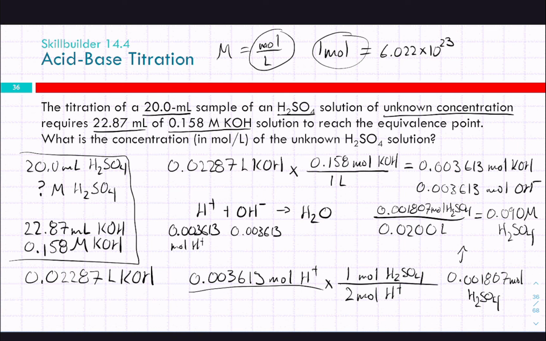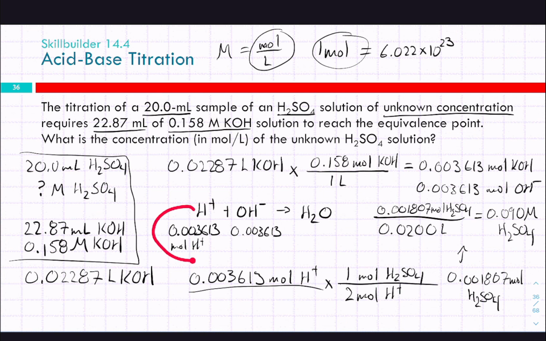Then I asked you guys, okay, so if there's this many of potassium hydroxide, it's the same amount of OH minus hydroxide. So then this is the net ionic equation. For every one hydrogen to neutralize, we need one hydroxide. So it meant that this number is the same as this number. The number of moles of hydroxide is, again, the same as the number of moles of H plus.